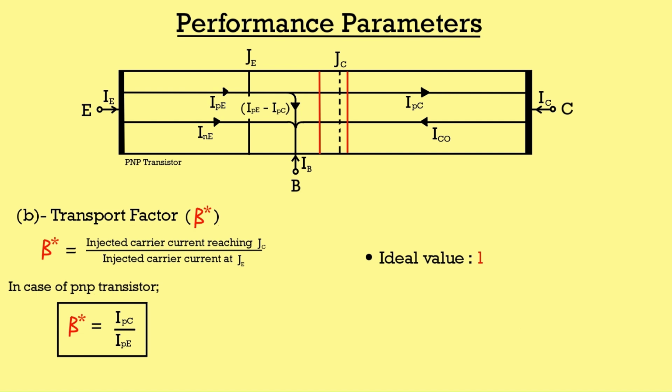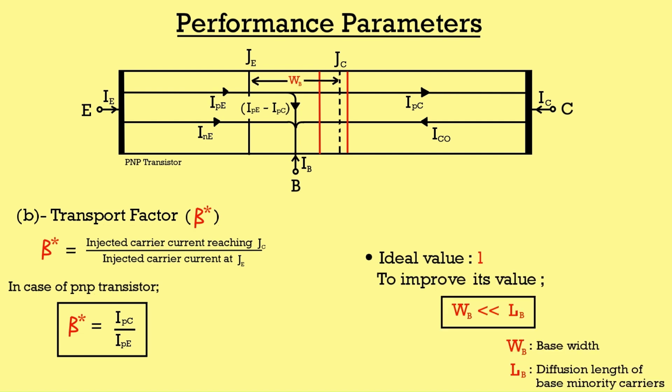Its ideal value is also 1, and to improve the value of transport factor, we have to keep the value of base width very small compared to diffusion length, as by doing so, more number of charge carriers coming out of emitter will diffuse to the collector.